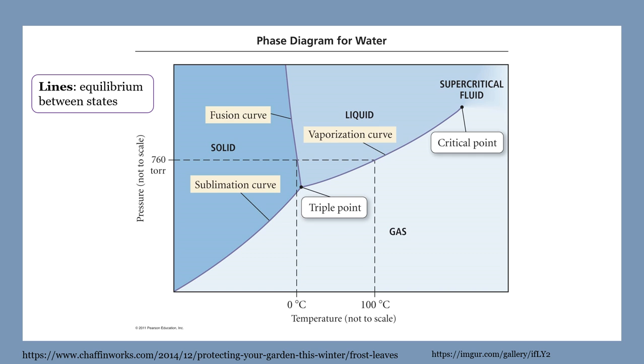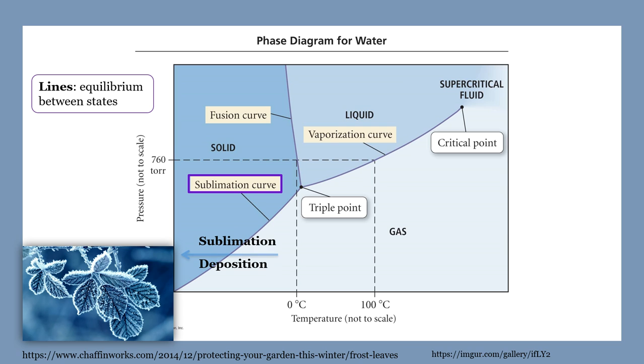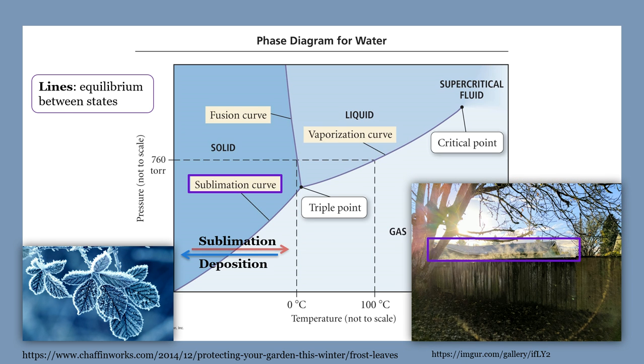Each of the phases are separated by lines denoting the equilibrium condition that occurs during the phase change. We see the sublimation curve denotes the equilibrium between the solid and gas phases. Removing heat from gas phase water at a certain pressure will cause deposition, a process we know better as frost. If you add heat to ice, as in this picture of a frosty fence in the sunshine, the solid will sublime directly to the gas phase, skipping the liquid phase completely.